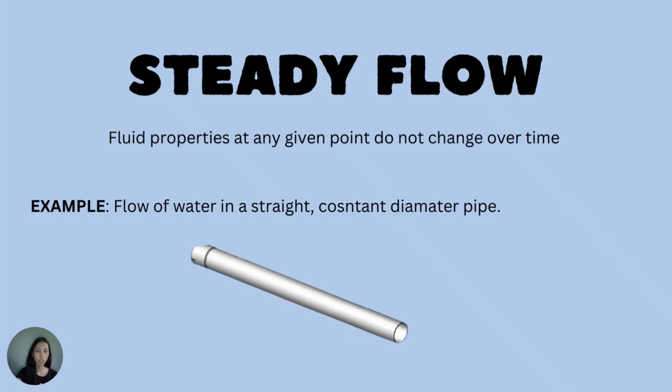So, considering the flow of water in a straight, constant diameter pipe, if the flow rate is steady, the velocity of the water at any given point in the pipe does not change over time. Thus, if you were to measure the velocity at a specific point within the pipe, you would find the same value regardless of when you take the measurement, provided the flow remains steady.